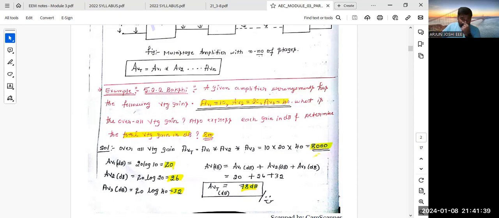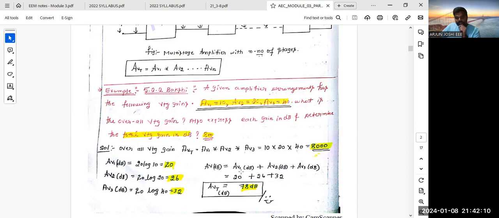In terms of dB, how do we calculate? We know the formula: 20 log AV. For the first voltage gain, 10, AV1 in dB is 20 log 10, which is equal to 20. The second one, AV2 in dB is 20 log 20, which is 26. Like that, calculate the third one: 20 log 40 is equal to 32.